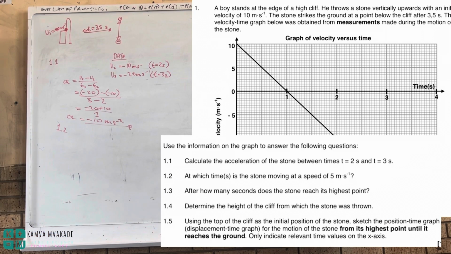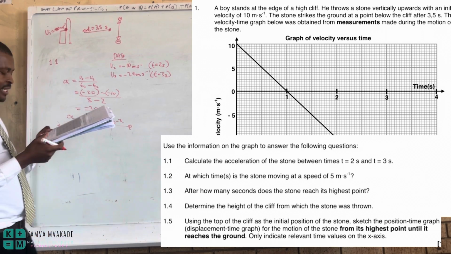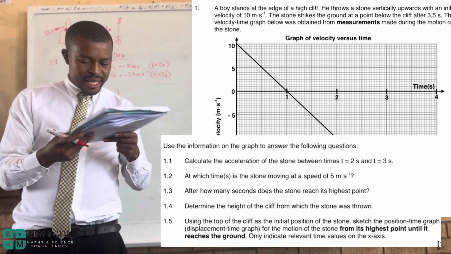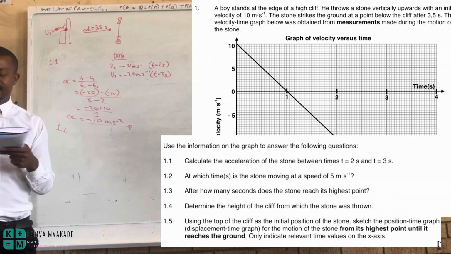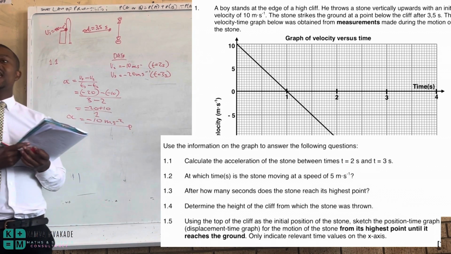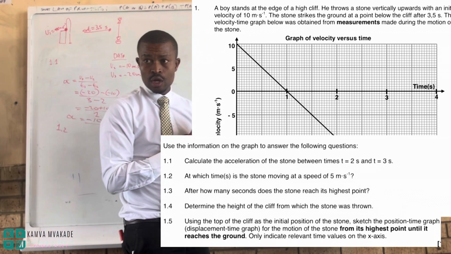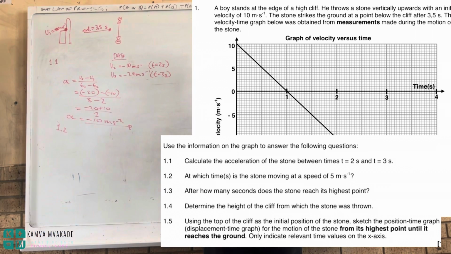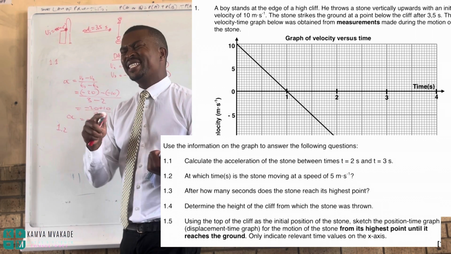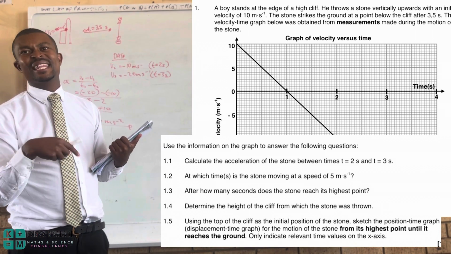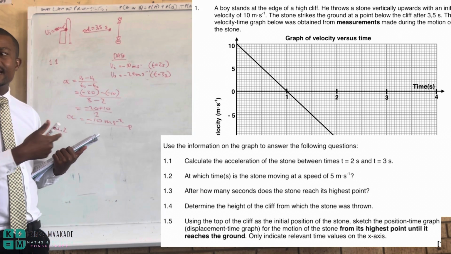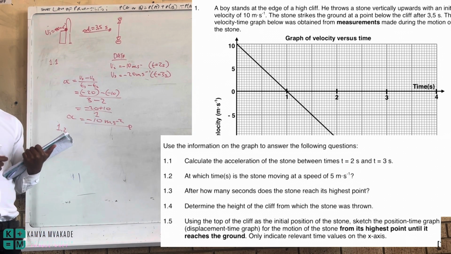1.2. At which time is the stone moving at a speed of 5 meters per second? Again, good people, they did not say the velocity. They said the speed. Come on, someone.